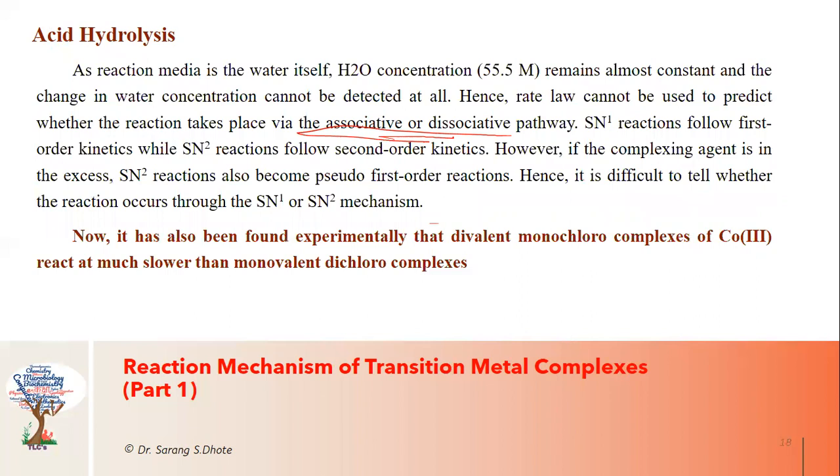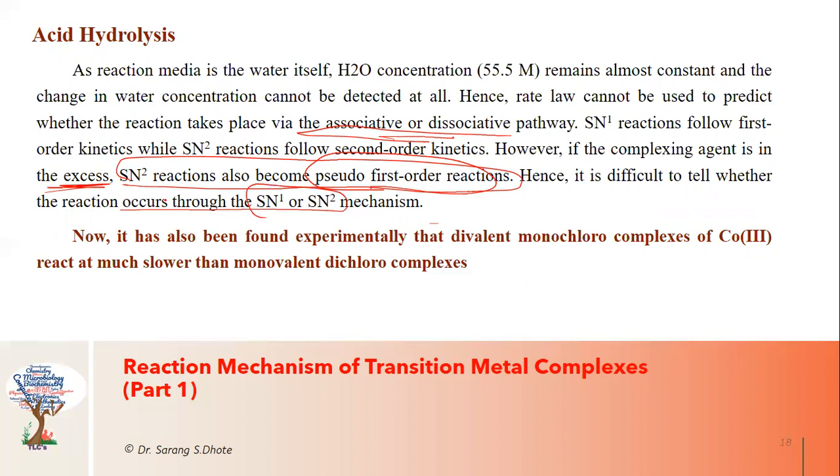However, if the complexing agent is in excess, remember this: if the complexing agent is in excess, the SN2 reaction also becomes a pseudo first order reaction. अगर सपोज मेरे पास एक्सेस होगा तो यहाँ पर जो ऑर्डर होती है वो होती है सूडो. सबको पता होगा सूडो ऑर्डर में क्या होता है, it is first order reaction. So again, it is very difficult to find out whether the reaction is SN1 or SN2 type of reaction.